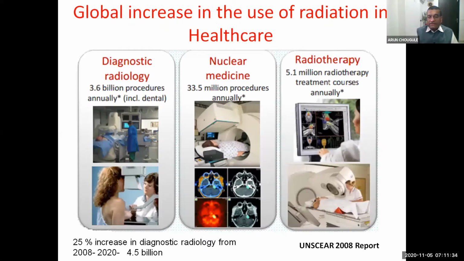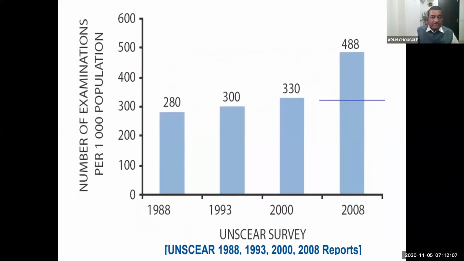So, the global increase in the use of radiation in healthcare: 3.6 billion procedures in 2008 as per the UNSCEAR report. And even if you think of a 25% increase in diagnostic radiology from 2008 to 2020, the number will be around 4.5 billion procedures. Similarly, ionizing radiation is being used in nuclear medicine and radiotherapy. I will be speaking more about diagnostic radiology and the diagnostic reference levels in diagnostic radiology.